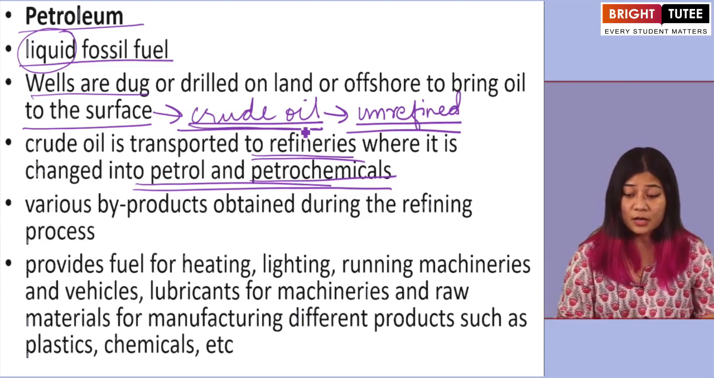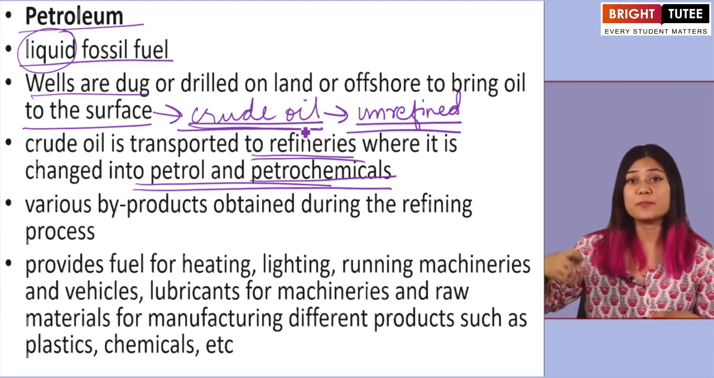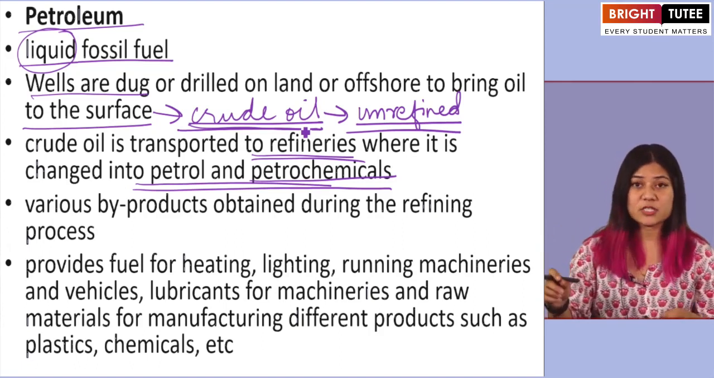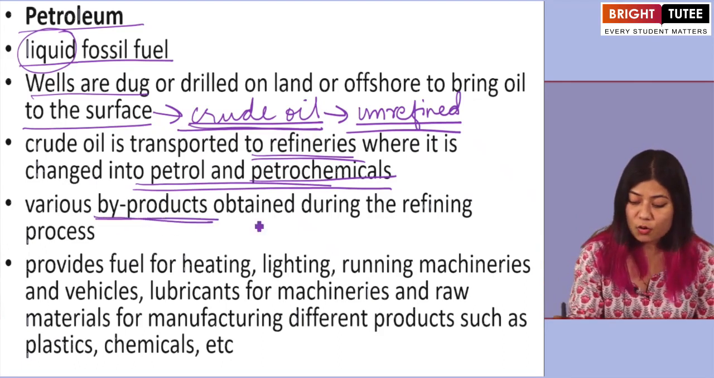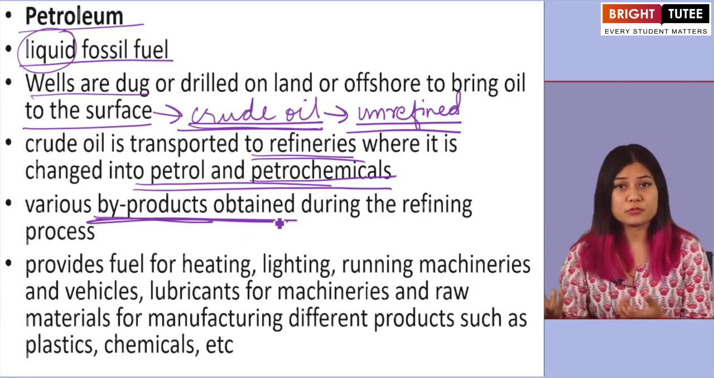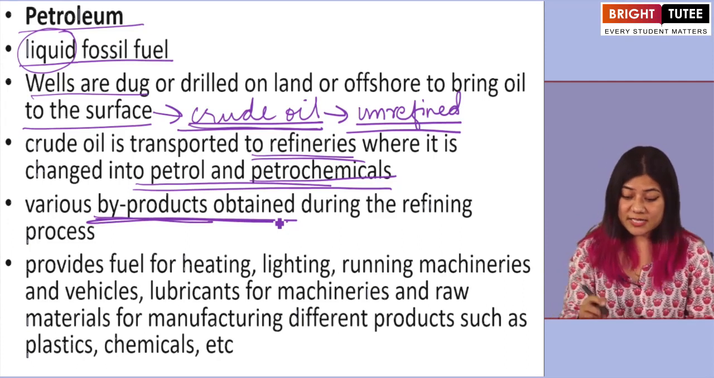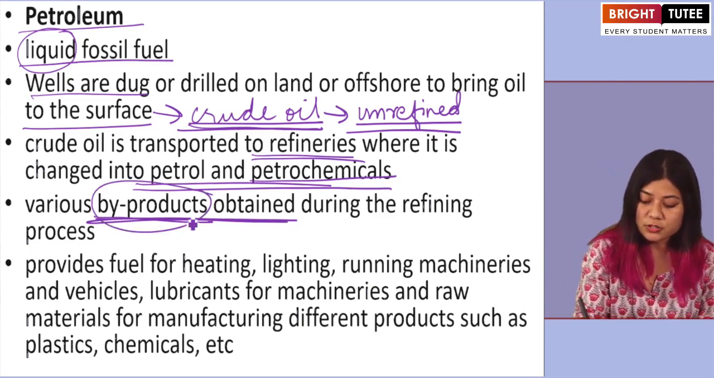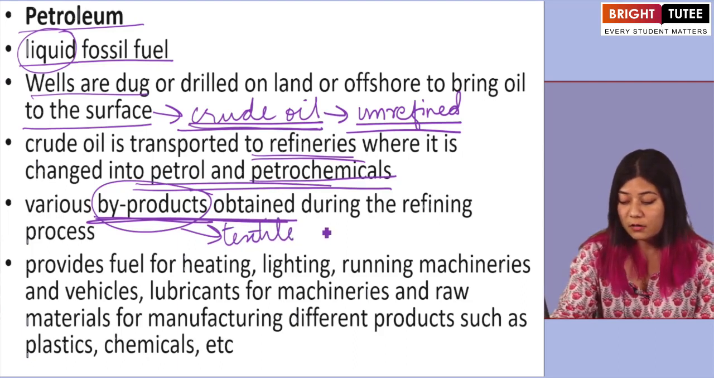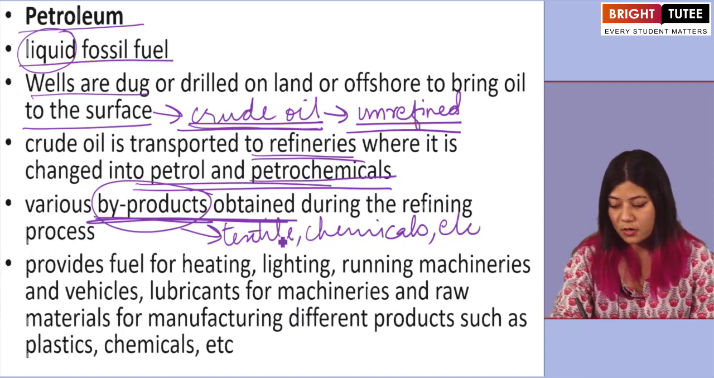Now, in this process of how the crude oil is changed into petroleum or petrol and petrochemicals, various byproducts are also obtained, meaning there are other things that are also produced, apart from petrol or petrochemicals. Now, these byproducts are used by textile industries, for the production of chemicals, etc.